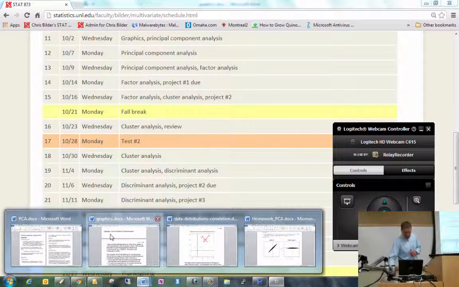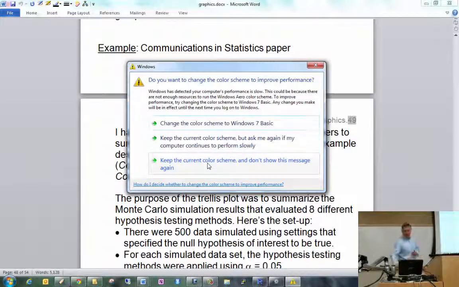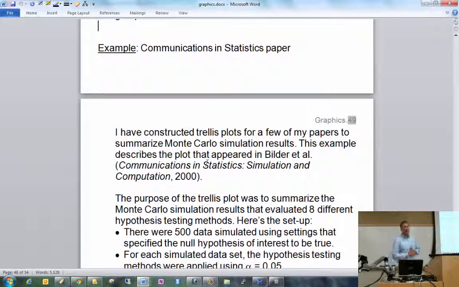Okay, so we left off last time about page 49. We were talking about trellis plots. This example deals with the very first trellis plot that I ever constructed that was published. It dealt with a Monte Carlo simulation study that I needed to summarize, and I didn't want to summarize it in the table format that you often see in statistics papers. So I used this trellis plot to help summarize it.